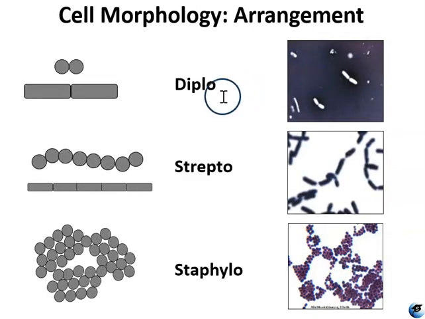If they're occurring in pairs, like these here, then that arrangement is diplo. If they're appearing in chains of 3 or more cells, then that is strepto. And if they're in clusters that look like grapes and they're all on the same plane, in other words, these cells are not lying on top of each other vertically, but they're all connected to each other horizontally and look like little clusters of grapes, that is staphylo.